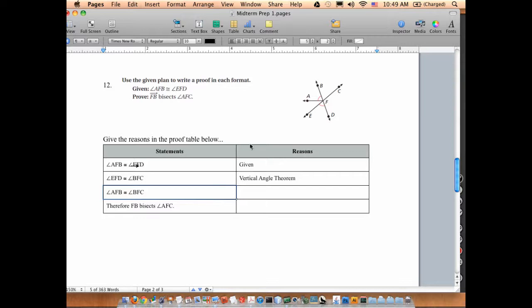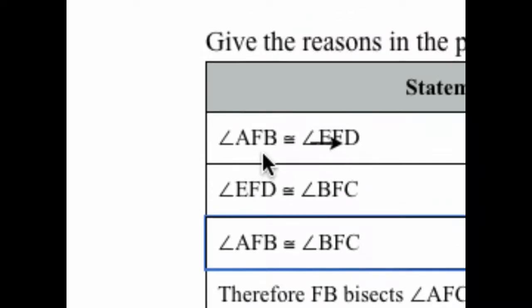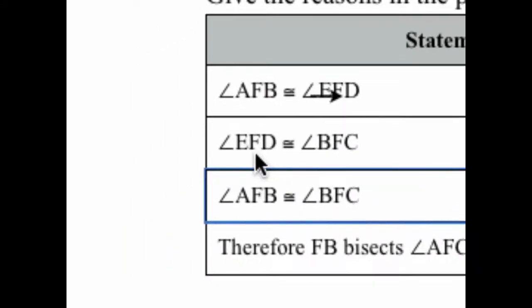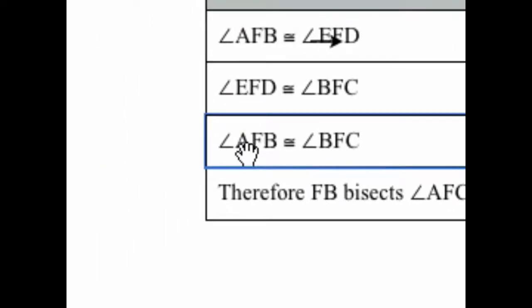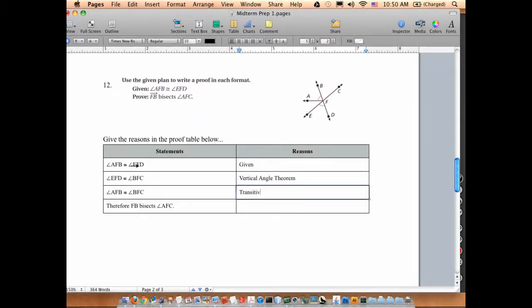Now, why can I say that AFB is congruent to BFC? Bingo. Transitive property of congruence. So follow the logic right here. If AFB is congruent to EFD, and if EFD is congruent to BFC, the conclusion is that AFB is congruent to BFC. That is the transitive property of congruence right there. Why can I now say that FB is a bisector of AFC? Definition of bisector. I put this definition of bisecting segments.